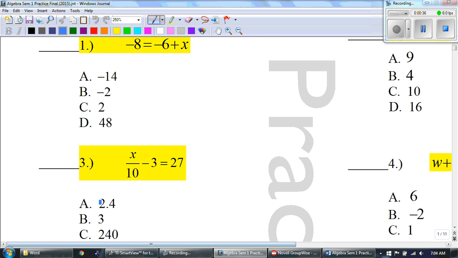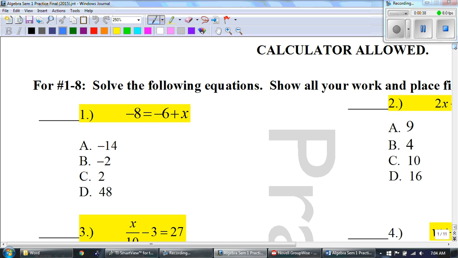Okay, so number one, how do we solve for x? Well, we have to do the inverse operations. And remember, inverse operations is SADMAP. So I need to add 6 to both sides. After we add 6 to both sides, what's negative 8 plus 6? Negative 8 plus 6 is B.